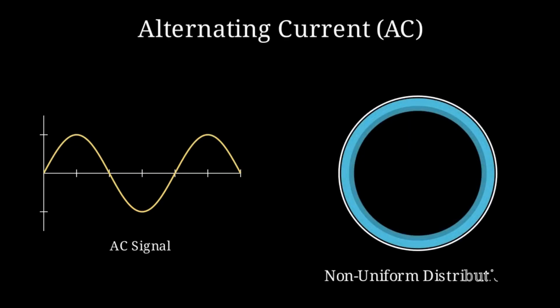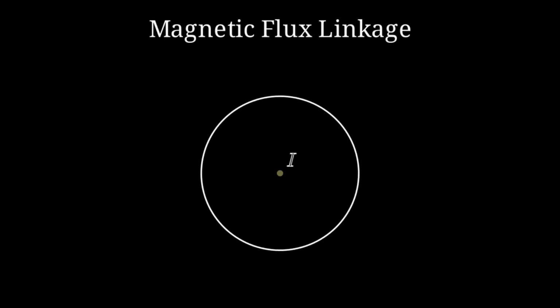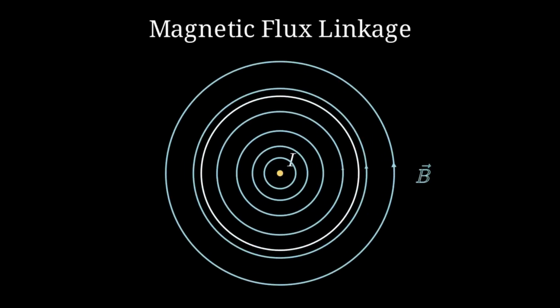As the frequency increases, the current tends to avoid the center and flow primarily along the outer surface, or the skin of the conductor. This happens because of electromagnetic induction. Current flowing through the conductor creates a magnetic field. The magnetic flux linkage is highest at the center of the wire and lowest at the surface.